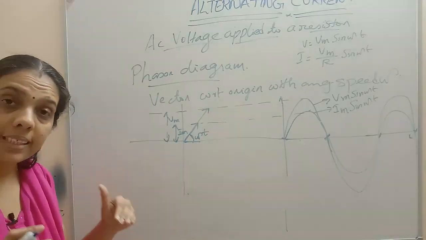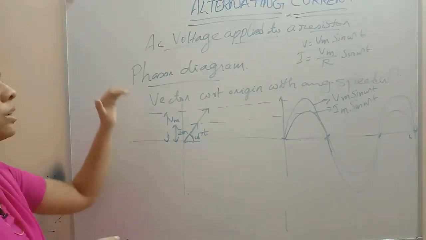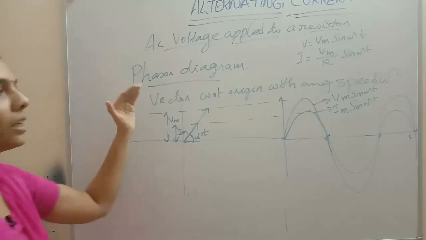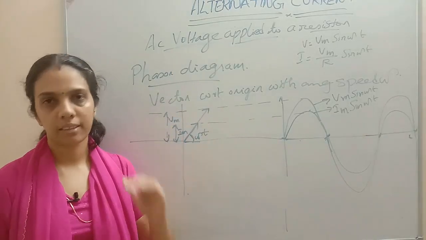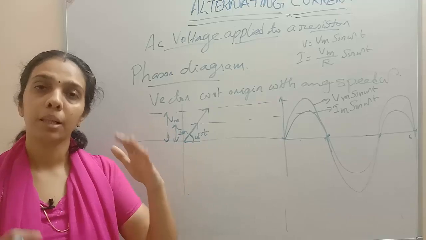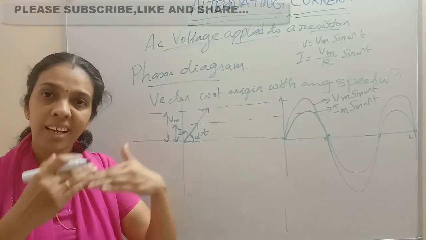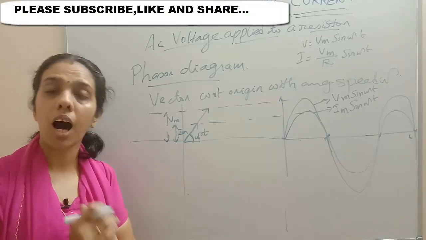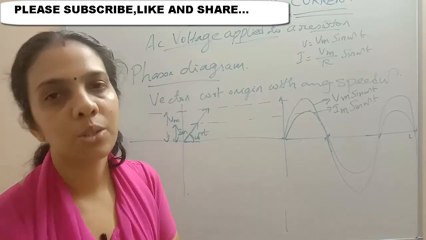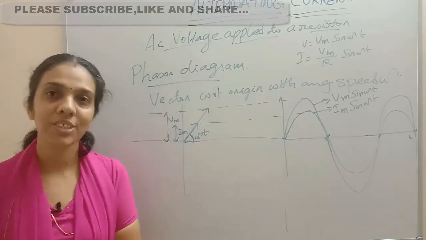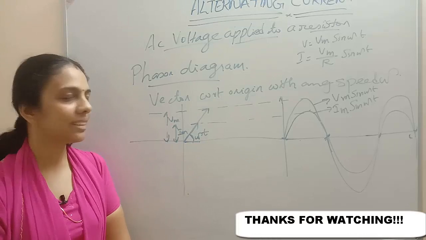So when a resistor is included in the circuit, phase change won't happen between the voltage and current, but the magnitude of the current will decrease by the factor R. Clear? So today I am doing only this much. I think it is clear for you.